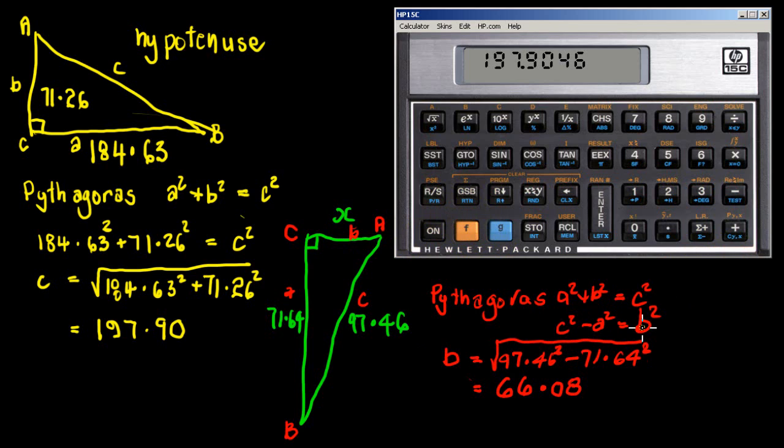So that means b, because we don't want b squared, we want b, is the square root of 97.46 squared minus 71.64 squared. Alright, so back to the old 15C, and here we go.